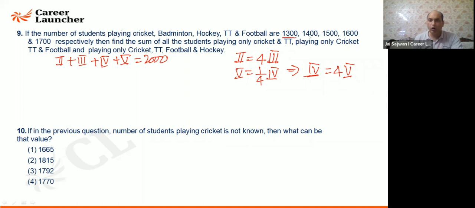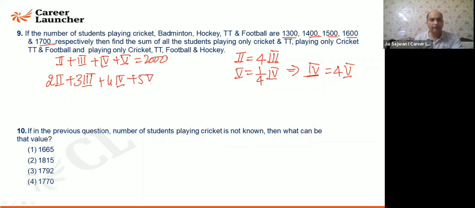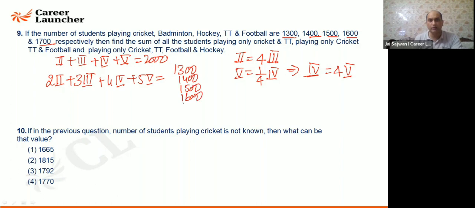If I combine all of these 5 values here, I'll say 2 will be multiplied with 2, because these people will be counted thrice. If we are counting someone in badminton, hockey and table tennis, they are already counted thrice. So 4 times of 4 games, 5 times of 5 games will be equal to 1300 plus 1400 plus 1500 plus 1600 plus 1700. Fine, this is 3000, this is 3000, 6000 plus 1500 is 7500. So this value is coming out to be 7500 there.